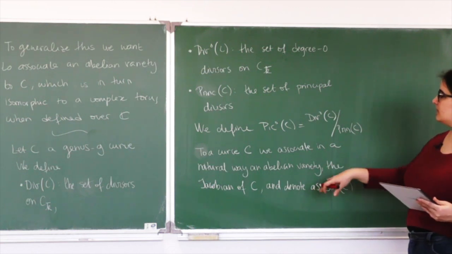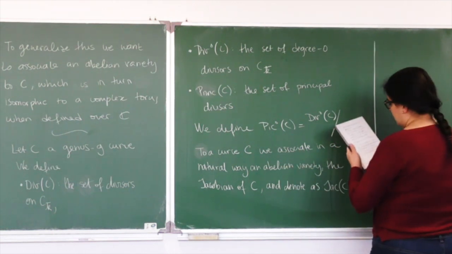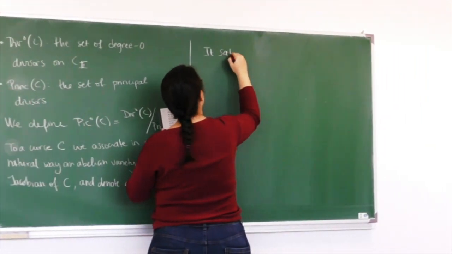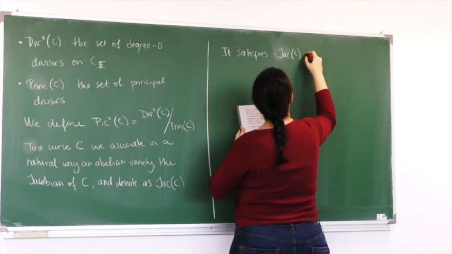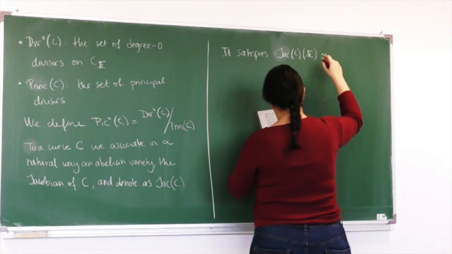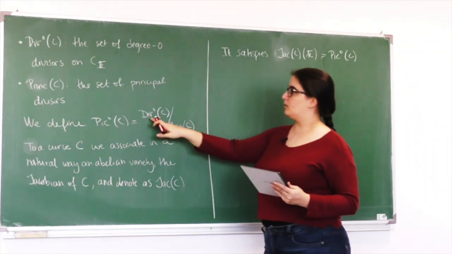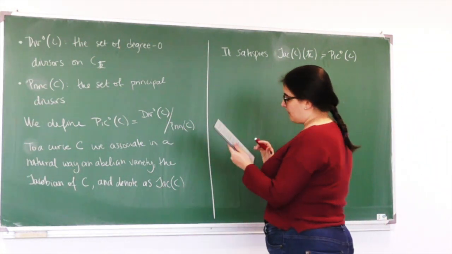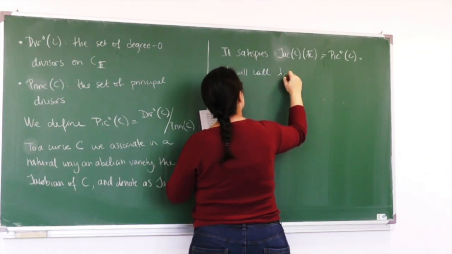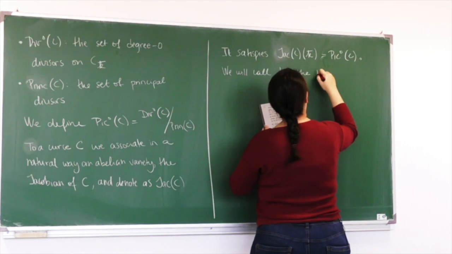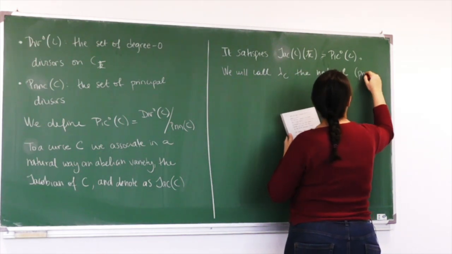So we won't go into the details of how this abelian variety is naturally associated to the curve, but what we have is that it satisfies that the set of points of this abelian variety over the algebraic closure is equal to this Pic^0 of C. So in terms of divisors, we will call lambda_C the natural polarization that we also get in this construction, and it will be principal.